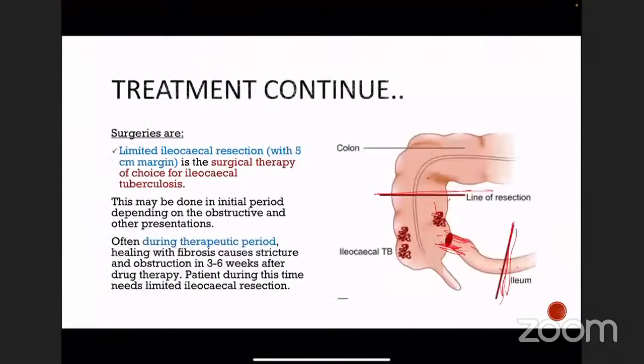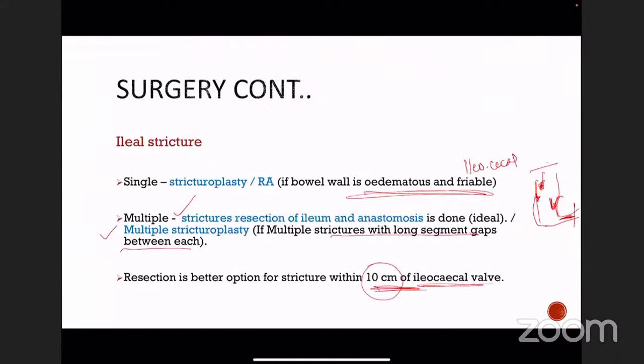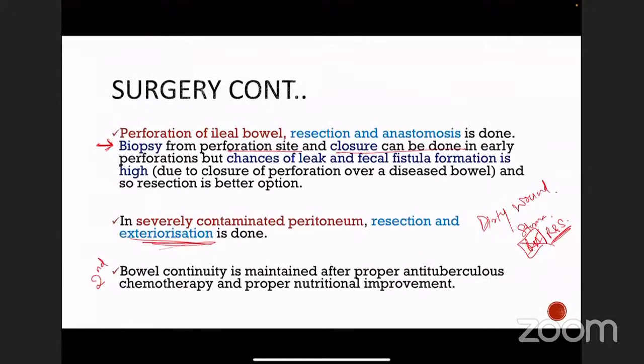So briefly, we can think that simply a lesion is an ileocecal lesion. We will resect the ileocecal part with a 5 cm margin, and we will anastomose ileum with the ascending colon. That is ileo-ascending anastomosis. If there is a stricture, we can do strictureplasty or resection and anastomosis in a similar way. Multiple strictureplasty, but ideal is the ileocecal resection and anastomosis, right? If perforation, we can close primarily after taking a biopsy, but it can cause fecal fistula and chances of leak are there. So ideal is resection and anastomosis.